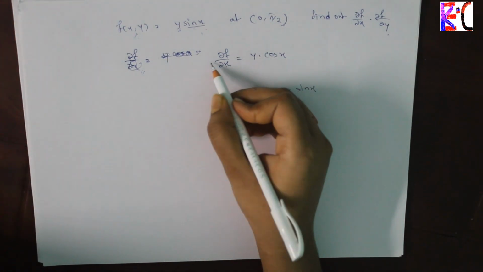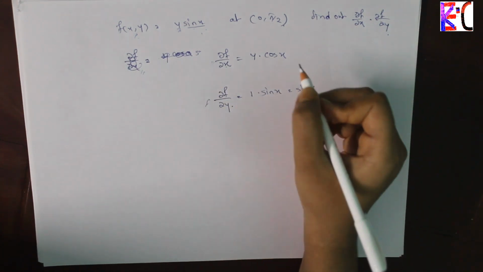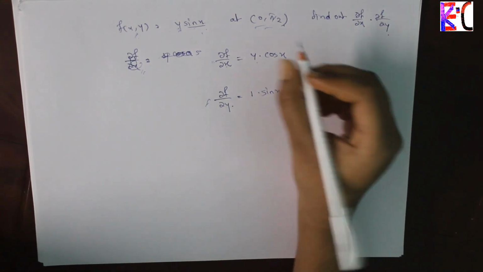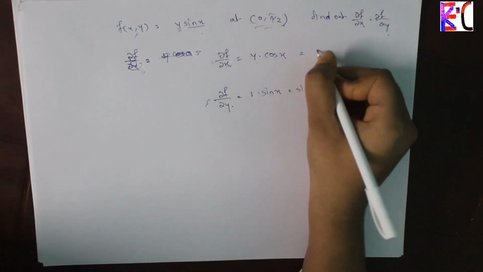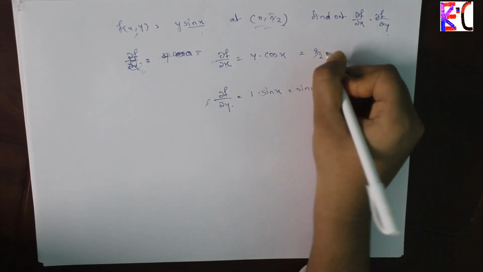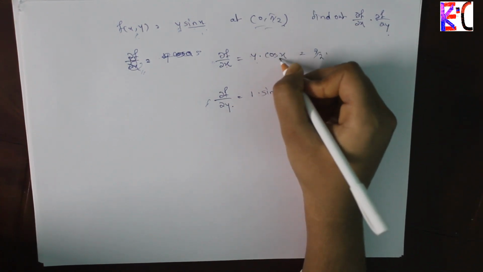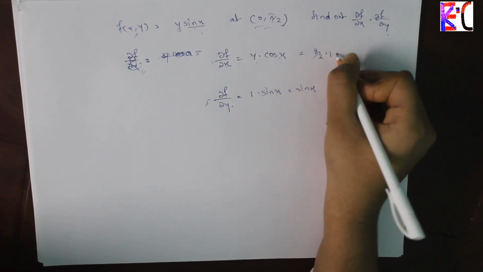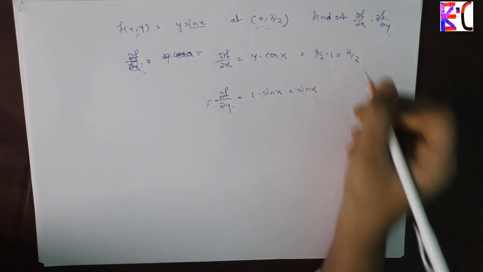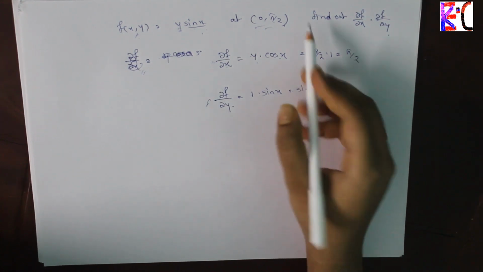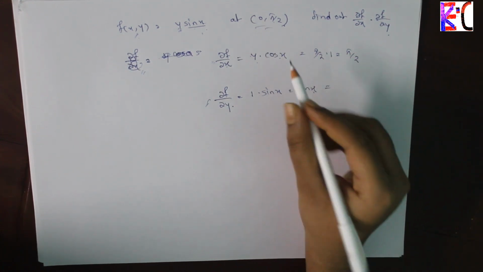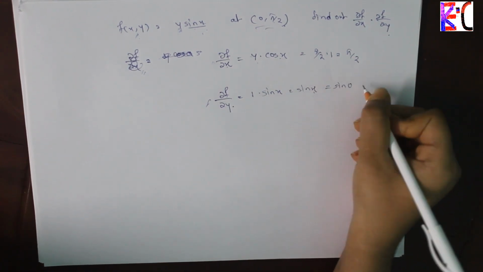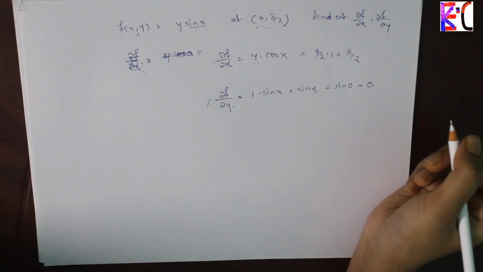Now I put these two values here. Y equal to pi by 2, and 0 is x, so cos 0 is 1, giving pi by 2. And here 0 is the value of x, that's why sin 0 is 0.